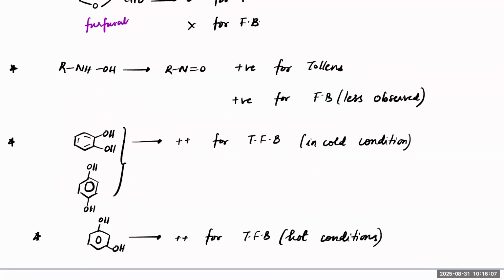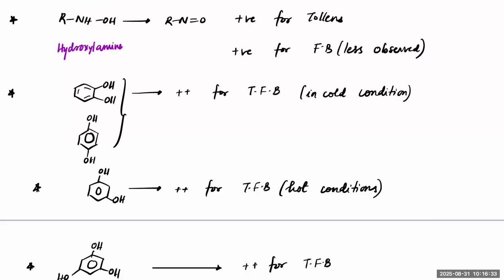This is hydroxylamine. Any hydroxylamine will easily get oxidized to a nitroso group, N double bond O. Okay, so this is a positive test for Tollens. It is observed for Fehling's and Benedict's also, less observed, but yes, you can take the reaction. Okay, next one.